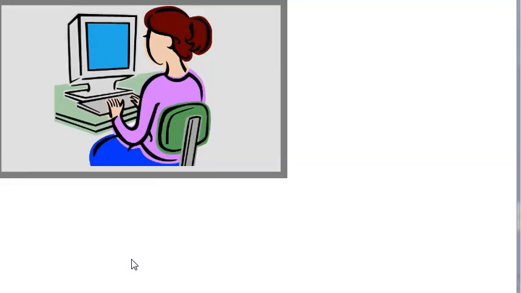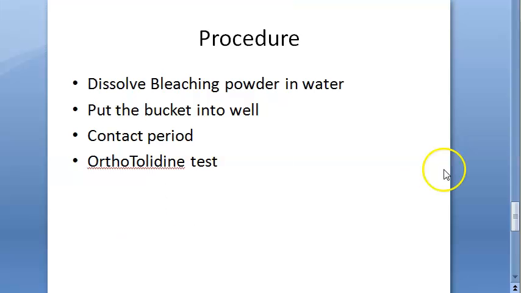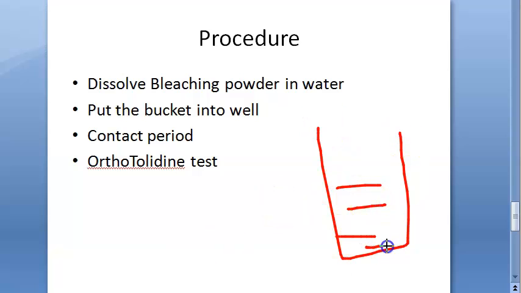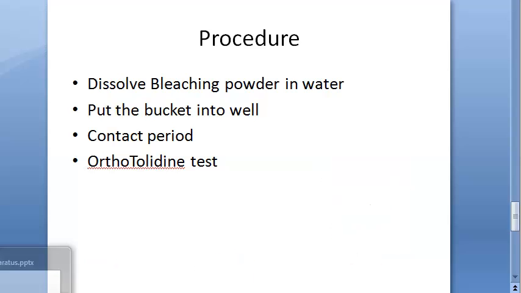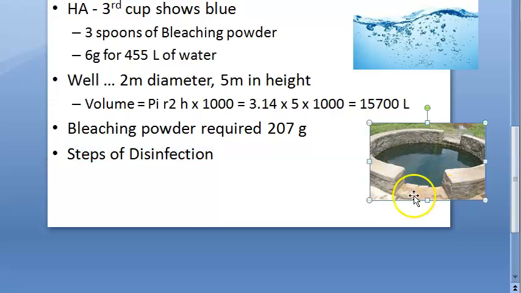Now the bucket which contains the chlorine solution is lowered into the well. You will take this bucket which has the chlorine solution and lower it into the well, some distance below the water surface. So where are you putting this? You're putting it into this well. That bucket, with the chlorine water, is going inside this well.